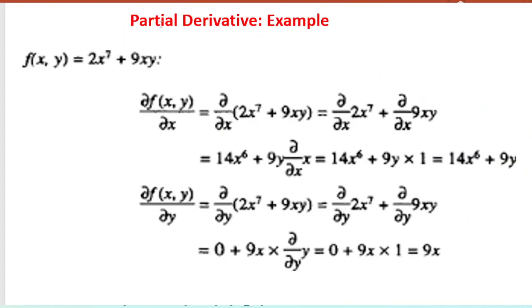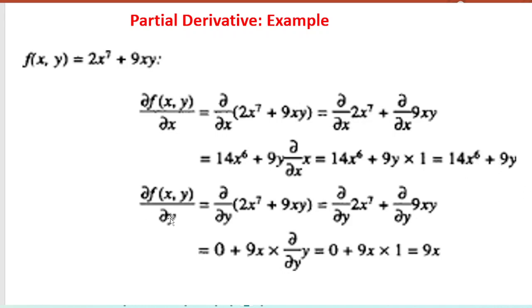And this is an example to understand partial differentiation. Suppose we have a function of x and y, f equal to 2x to the power 7 plus 9xy. If we want to get the partial derivative with respect to x and with respect to y, delta f by delta x will be delta by delta x of this function, and it will differentiate only the terms which contain x. So x to the power 7 gives 7x to the power 6, so it will be 2 into 7x to the power 6, that is 14x to the power 6. In the second term, 9y will be treated as constant, and delta x by delta x is 1, so the answer is 14x to the power 6 plus 9y.